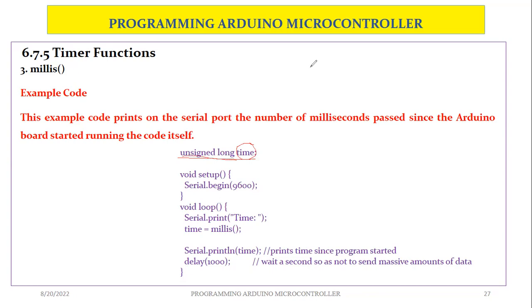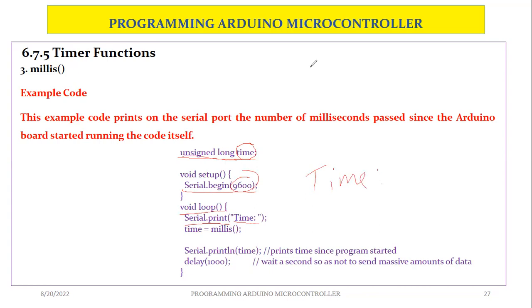Under void setup, we can set the serial communication speed using the Serial.begin function. So you say Serial.begin, and in brackets you put 9600. Under the void loop part, we can print onto the serial port. So we say Serial.print, then "time", space. So it will print time with a colon.